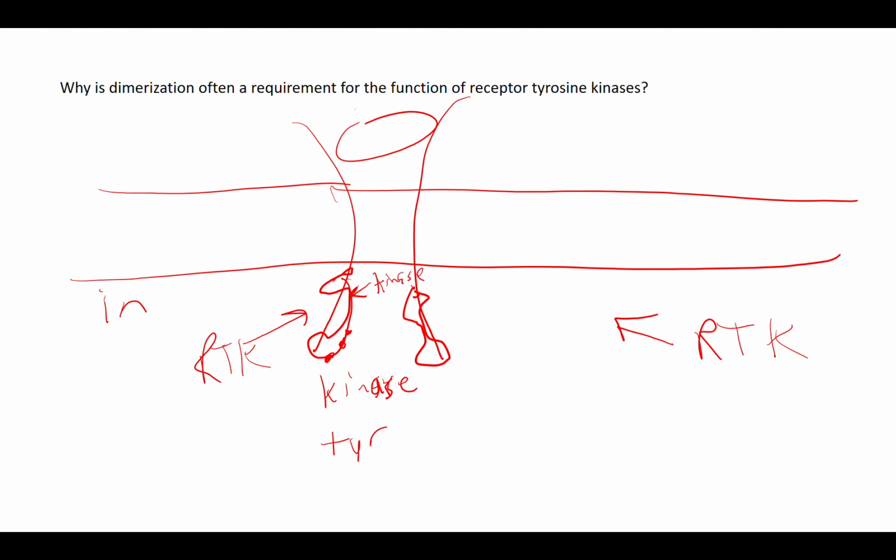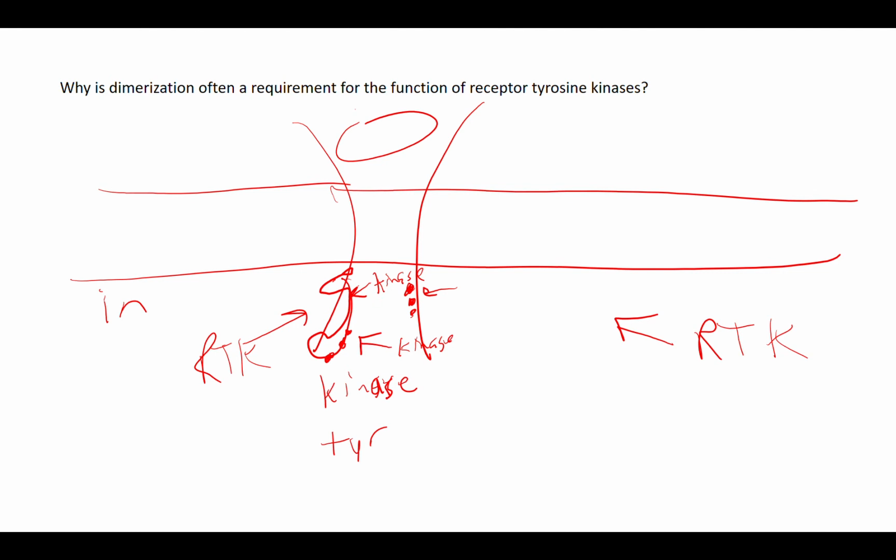But when we actually bring two of these receptors together, now the kinase site is brought close to the tyrosines on the other subunit, and the other subunit's kinase is brought close to the tyrosines on the first subunit.